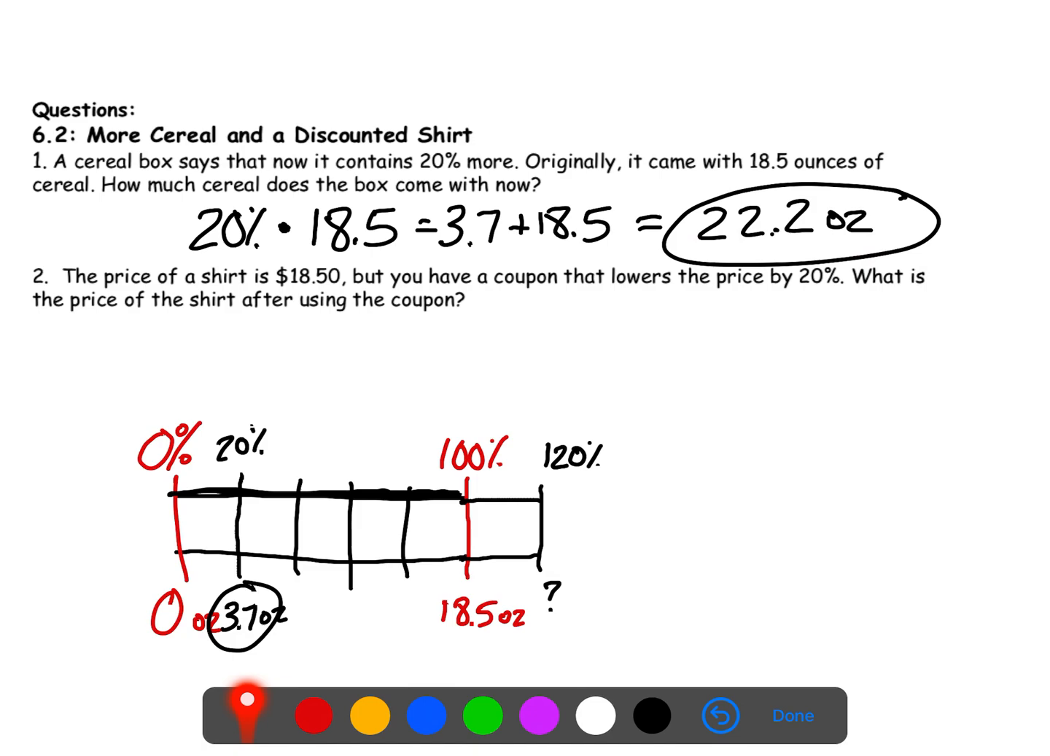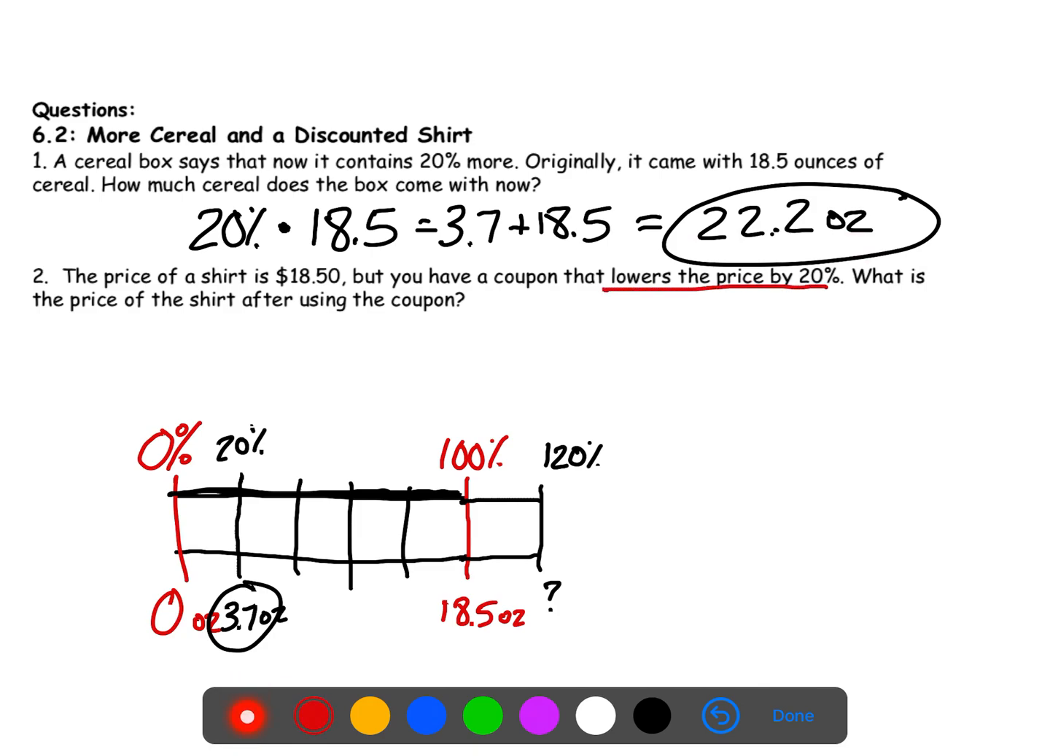For the next one, it says the price of a shirt is $18.50, but you have a coupon that lowers the price by 20%. What is the price of the shirt after the coupon? So here, going back to our keywords, we're lowering the price by 20%.